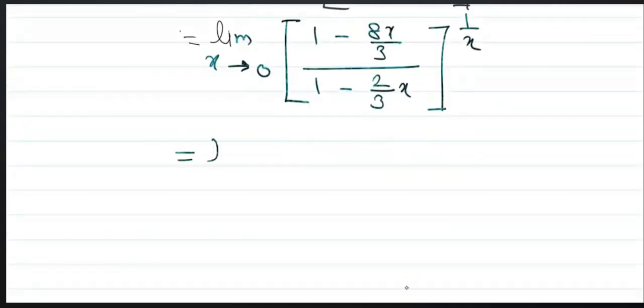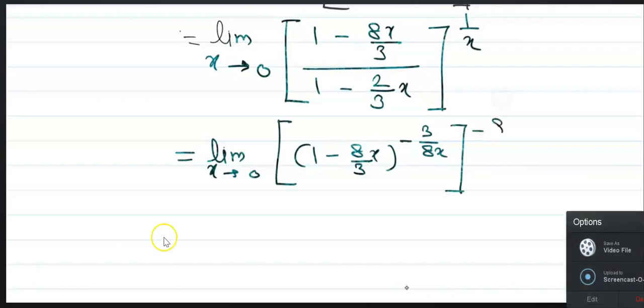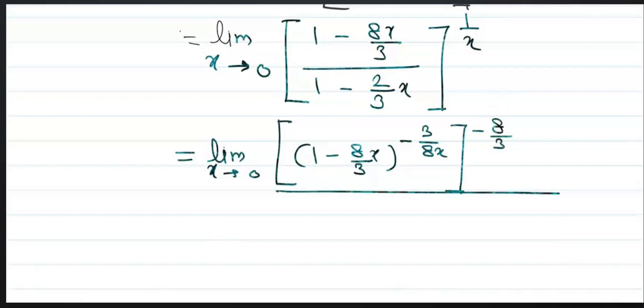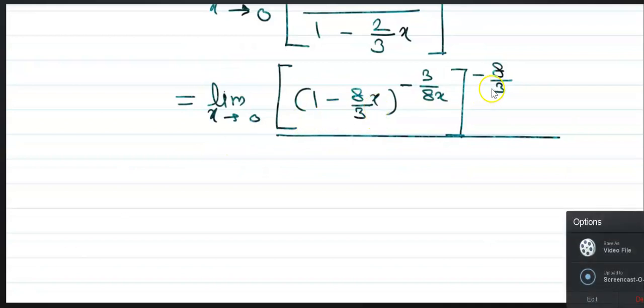Separate it. मग त्याच्या रेस टू किती आला पाहिजे मायनस 3 upon 8x आणि आपल्याकडे 1 upon x होता. आता हा मायनस 3 upon 8 बॅलन्स करण्यासाठी आपण या ब्रॅकेट रेस टू किती करणार मायनस 8 upon 3. म्हणजेच आपलं ओरिजिनल एक्झाम्पल जसं तसं असणार आहे. This is first part. And now value of this limit will be e raised to minus 8 upon 3.